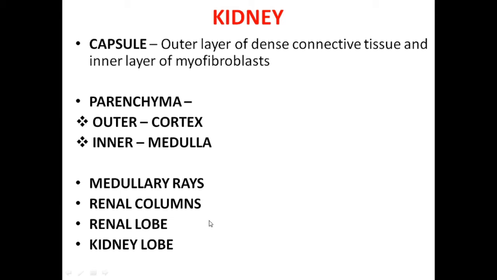So these are the multiple one-liners or terminologies which you should remember. What is medullary rays, what is renal columns, renal lobe, kidney lobe. Mainly the kidney is covered on the outer side by a capsule and the parenchyma is made up of outer cortex and inner medulla. Now before going into what is seen in the cortex and what is seen in the medulla, let us first see what is present basically inside the kidney, which structures form the major part of the kidney.